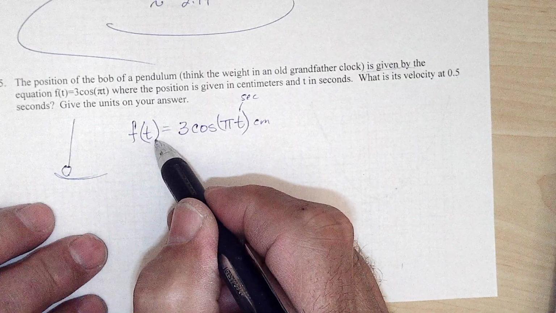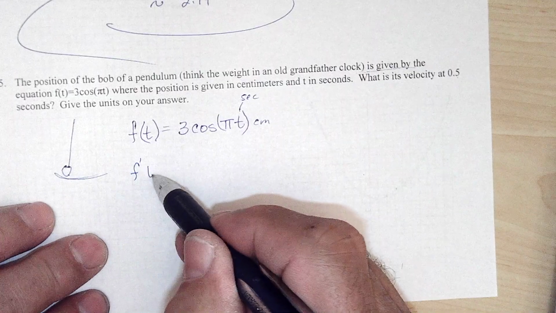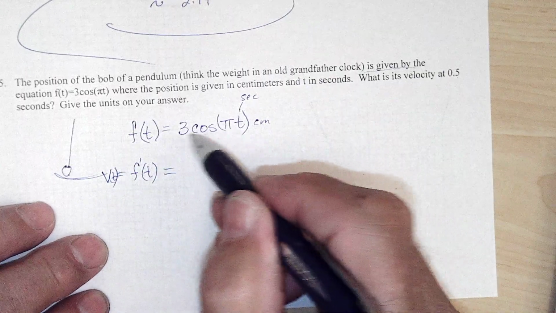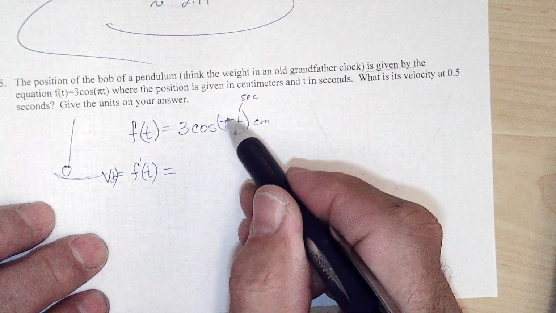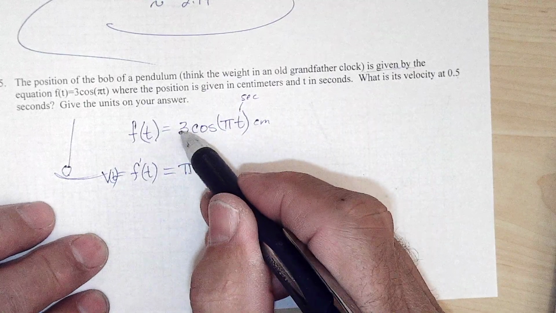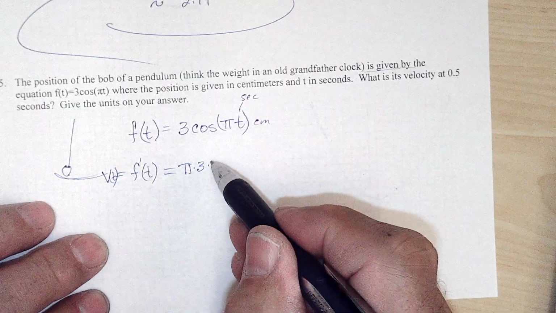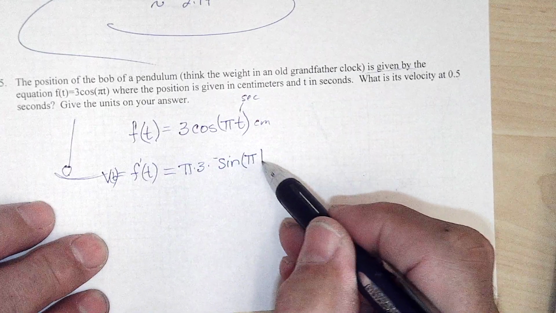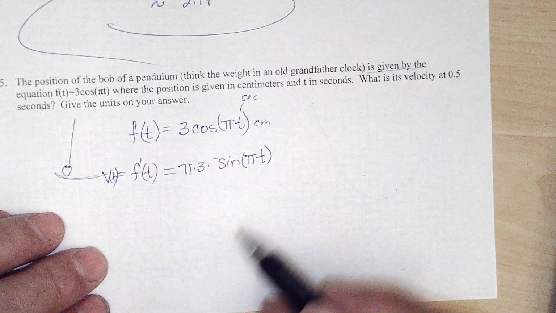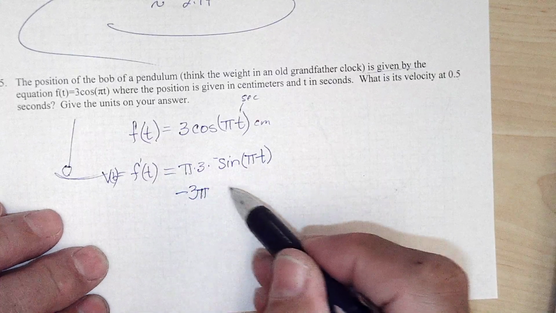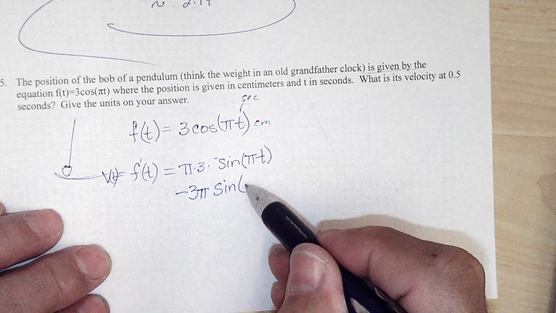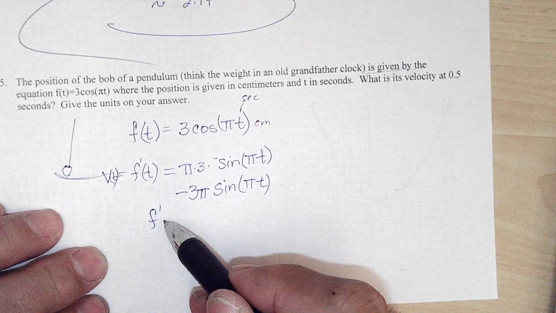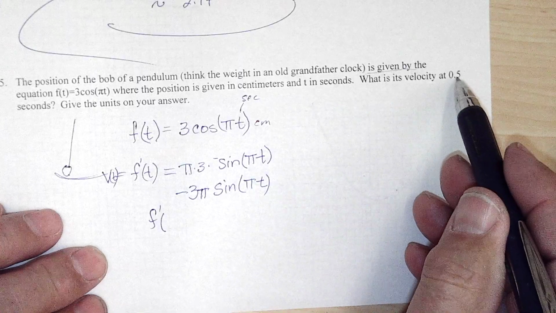Well, if this is the position, the derivative of position is the velocity. So that's going to be, let's see, derivative of the inside is pi times the 3 that's going to hang around, and the derivative of cosine is negative sine of whatever was in the inside. So that's negative 3 pi sine of pi t. And we're supposed to find the velocity at 0.5 seconds.